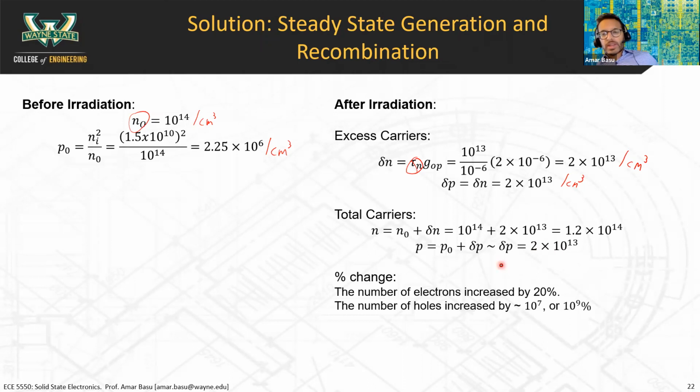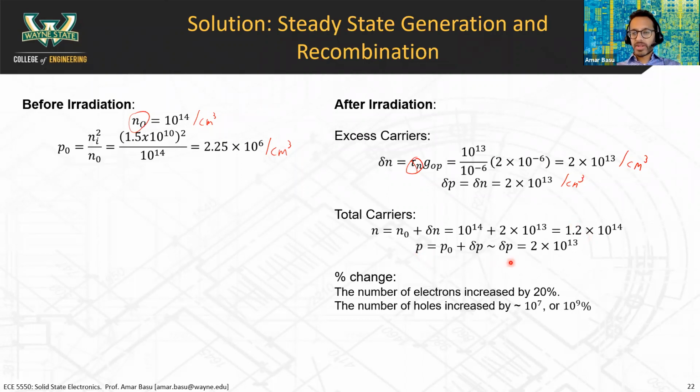So when we look at the percentage change, we look at how much, after shining light on the material, by what percentage did the electron concentration increase? The electron concentration was originally 10 to the 14th. After irradiating it, it went up to 1.2 times 10 to the 14th. That is an increase of 20%. So it increased, yes, but percentage-wise, it didn't change all that much.